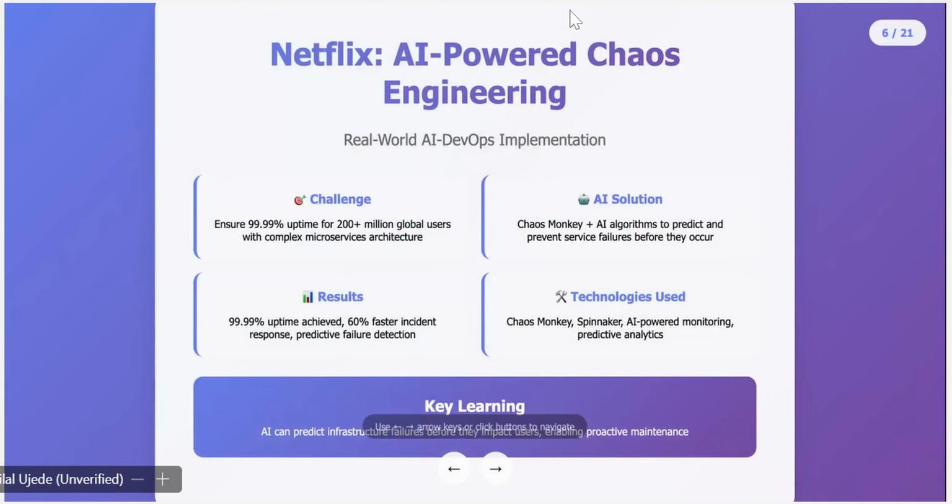Let's discuss one use case of how exactly Netflix is doing it with AI. The challenge Netflix has been facing for a long time is that they have 200 million plus global users with a complex microservice architecture, because Netflix is one of the topmost OTT platforms out there. I'm discussing one of the articles related to Netflix. They have the Chaos Monkey AI algorithms that predict a service failure before it occurs. That is the interesting thing here.